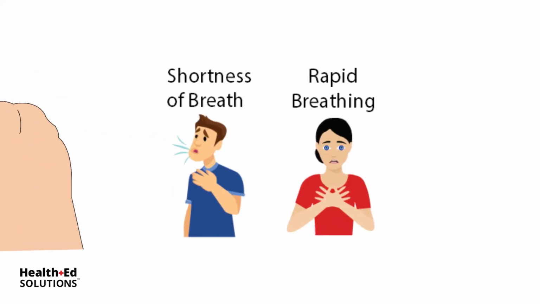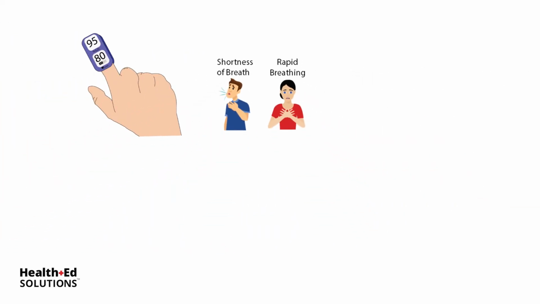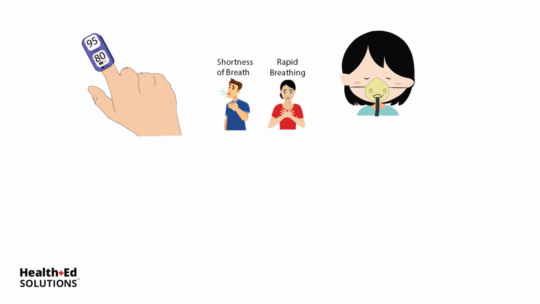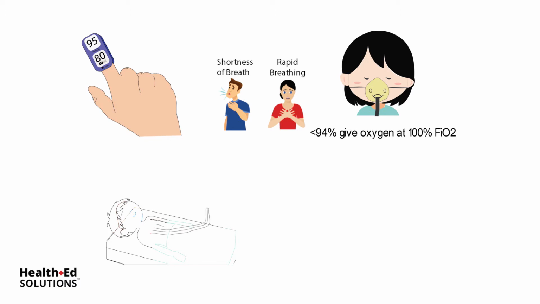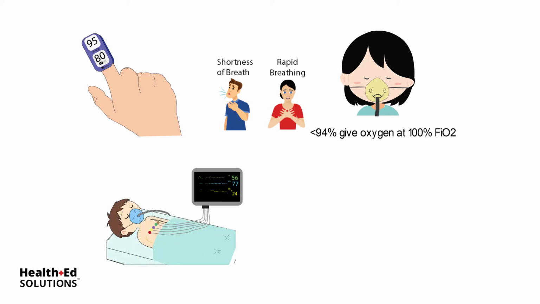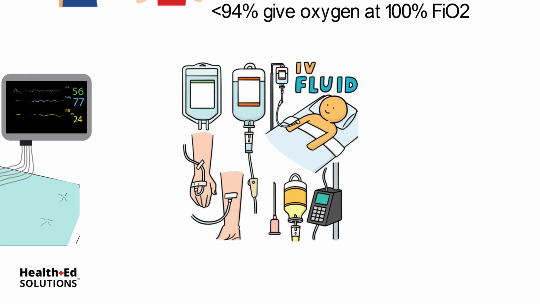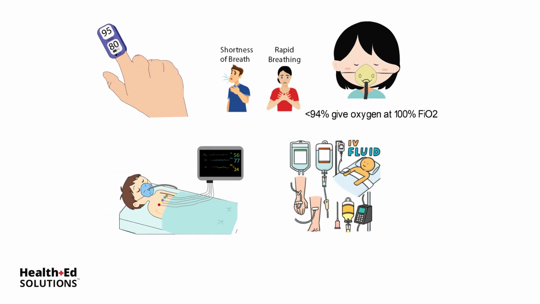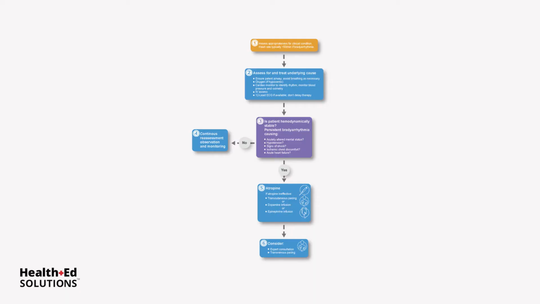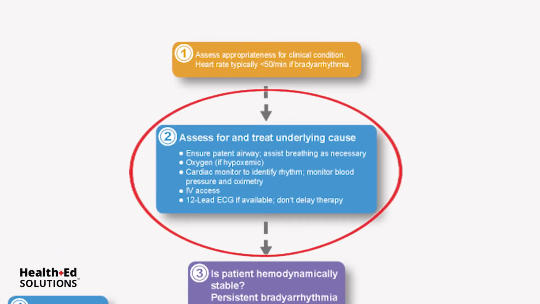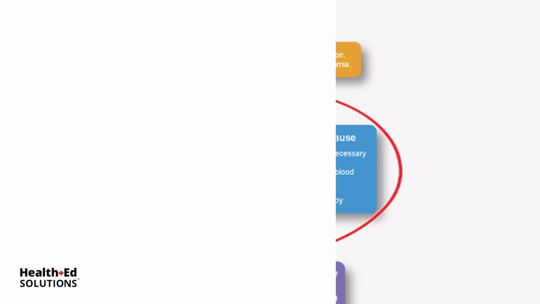When a patient shows signs of hypoxemia, such as low oxygen saturation less than 94%, provide oxygen supplementation at 100% FiO2. Close monitoring is recommended at this point with a cardiac monitor. A 12-lead ECG must be performed. Intravenous access is likewise recommended in case emergency medications are required. With all of this information, the clinician attempts a possible diagnosis of the patient's medical condition. Refer to box 2 of the adult bradycardia with a pulse algorithm.